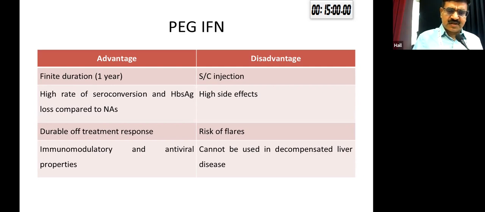The advantage of PEG interferon is it can be given for a shorter, limited period, 1 year. It has a high seroconversion rate, and it has immunomodulatory antiviral properties, so that even if you stop the drug, it remains very effective. Whereas the disadvantages are that it is injectable, has a lot of side effects, and is poorly tolerated by patients.